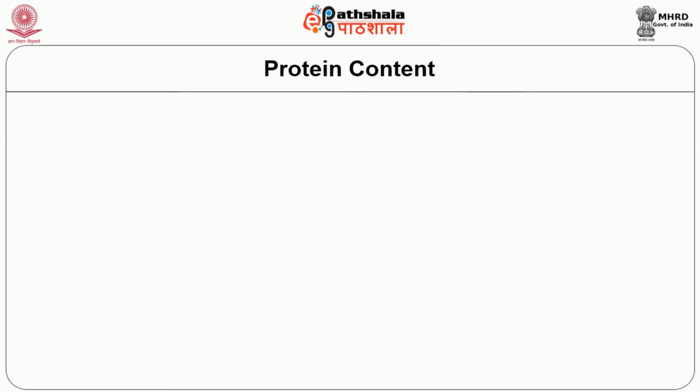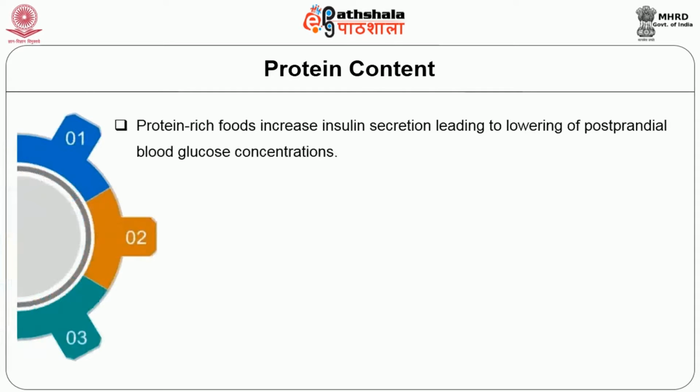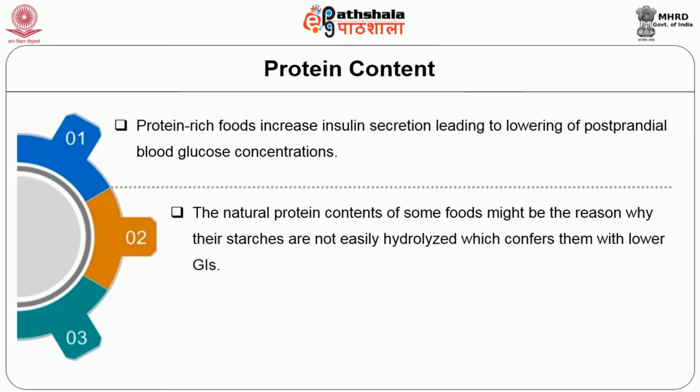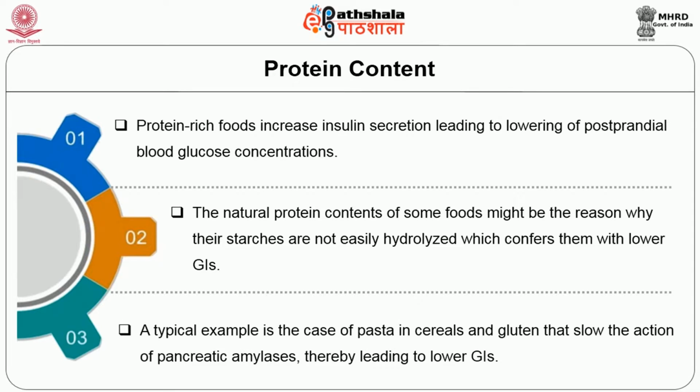The sixth factor which affects the glycemic index and glycemic load concept is the protein content. Protein-rich foods increase insulin secretion, leading to lowering of postprandial glucose concentrations. Thus, the natural protein content of some foods might be the reason why their starches are not easily hydrolyzed, which confers on them low glycemic index. A typical example is pasta in cereals, where gluten slows down the action of pancreatic amylase, thereby lowering the glycemic index.